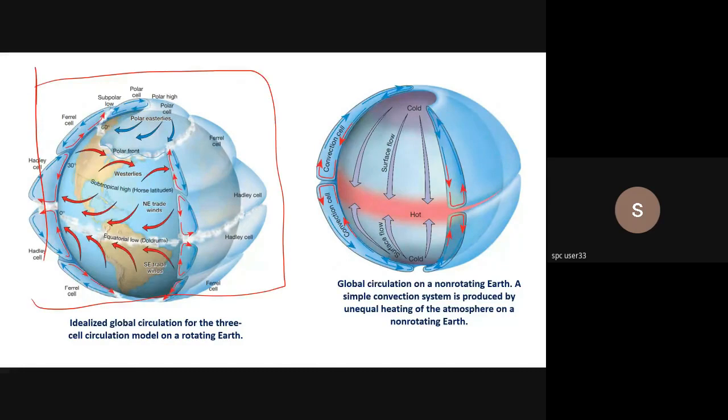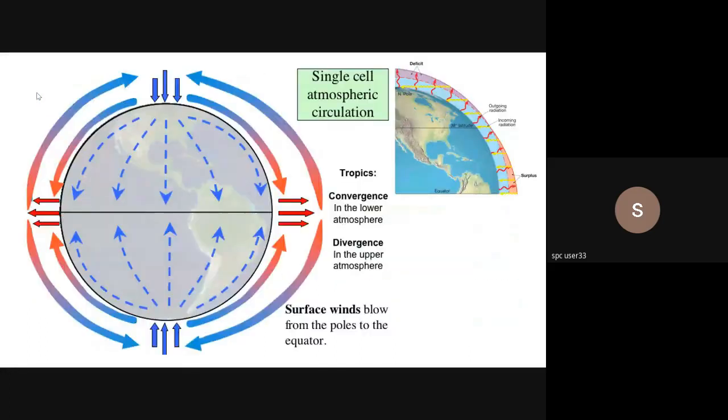From a single cell to a multicellular circulation that the atmosphere has. Remember, we have what are called convective cells. I will just revise these convective cells. They operate in both the hemispheres as such.